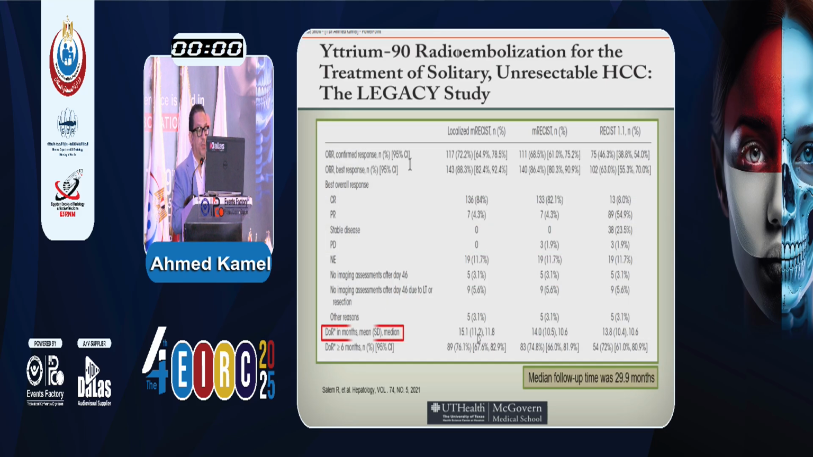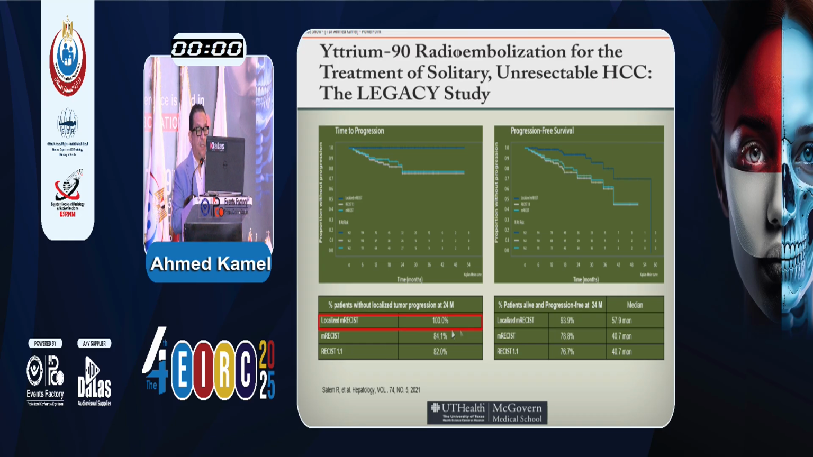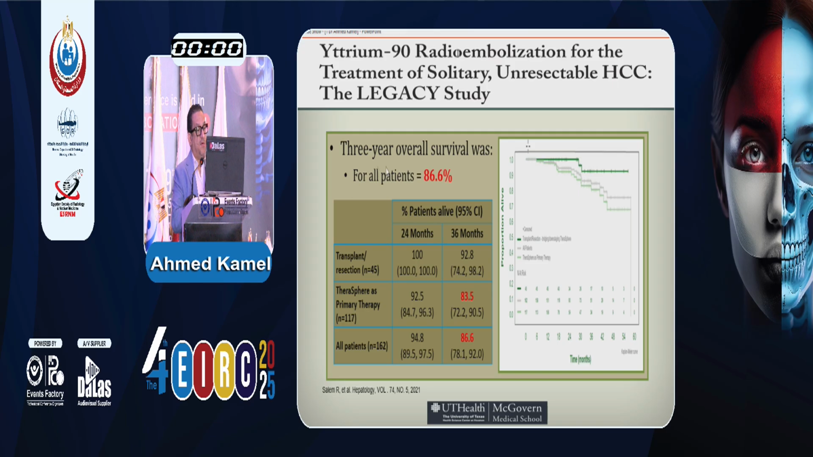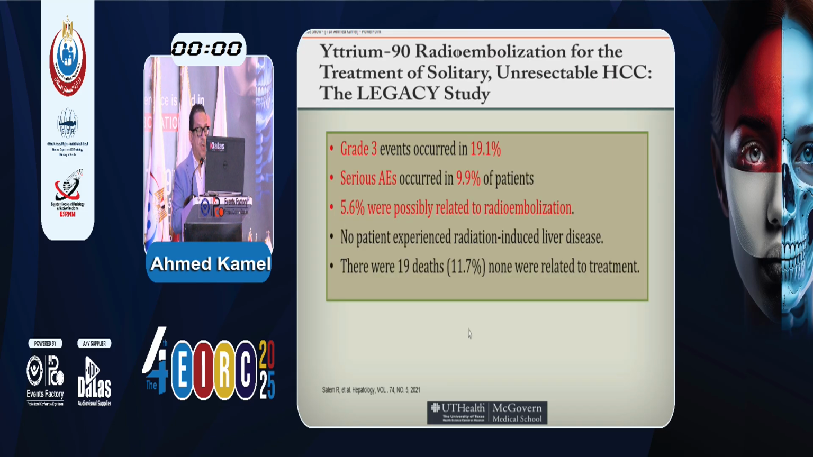Duration of response was also important in that study. It was a 15-month mean, and almost 76% of the patients did not have any recurrent tumor at 6 months. Again, great results here. The progression-free rate at 24 months was 100%, and the median progression-free survival was 57, very close to the results that you get with ablation and even with transplant. The overall survival was 83% if the treatment was done as primary therapy, or for all patients it was around 86%.